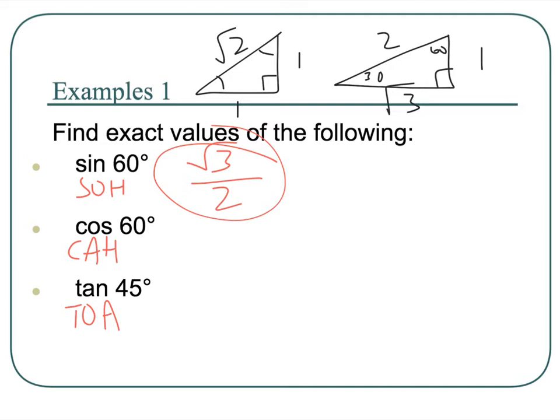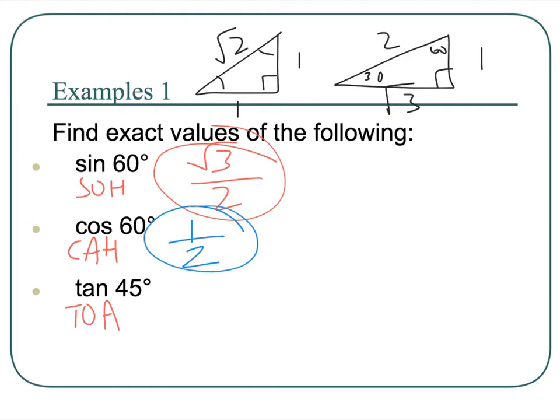Let's go with cosine of 60. Well, cosine is adjacent over hypotenuse, so I'm looking at the 1 over 2. So 1/2 for this one, right? My adjacent side with respect to the 60-degree angle, the adjacent is this guy, my hypotenuse is that guy.